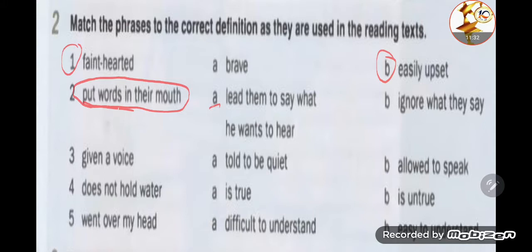اول شيء اللي هي A: lead them to say what he wants to hear، يعني بيقودهم أو بيجبرهم force them to say what he wants to hear، بيجبرهم انهم يحكوا الكلام اللي هو بده يسمعه. ولا ignore what they say، يعني بيتجاهل اللي هم بيحكوا. Of course it is A not B: lead them to say what he wants. وبنحط هون very important عند هذا السؤال. تمام very important. طيب نيجي لنمبر 3.